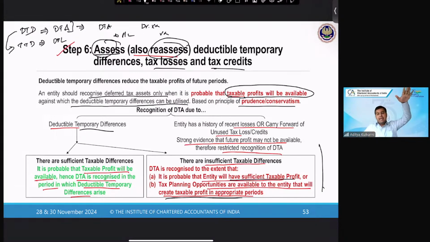Your DTA has a cap, limited to the extent of available taxable profit or to the extent that tax planning opportunities are available. Did you understand, Swami, Prashant, Geeta, Priyanka, Anushi? Yes, sir. Only to the extent of future profit availability, based on that taxable profit, and based on tax planning. Geeta, did you follow? Priyanka? Yes, sir. If you have any hesitation, please let me know.